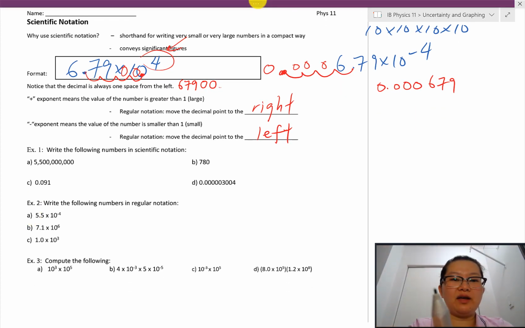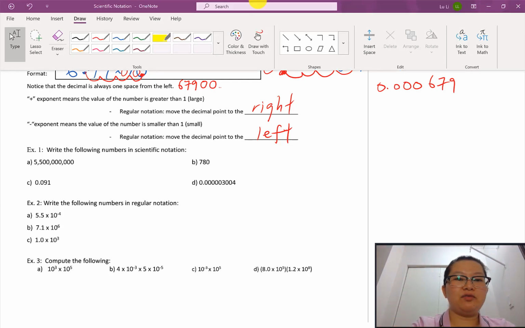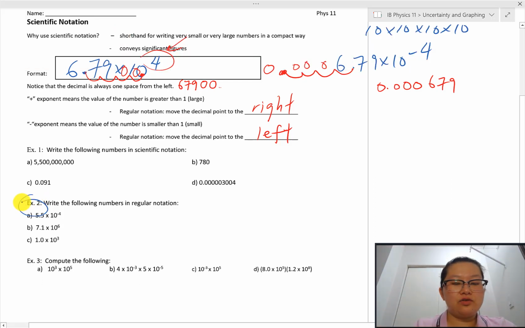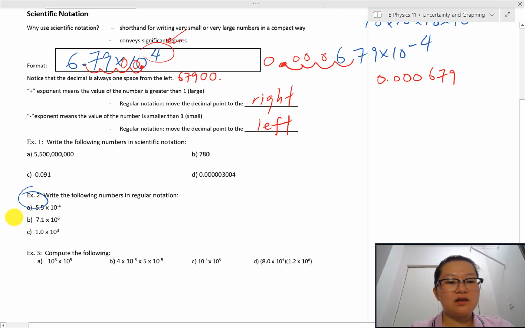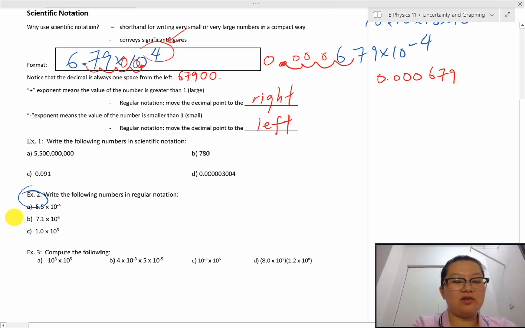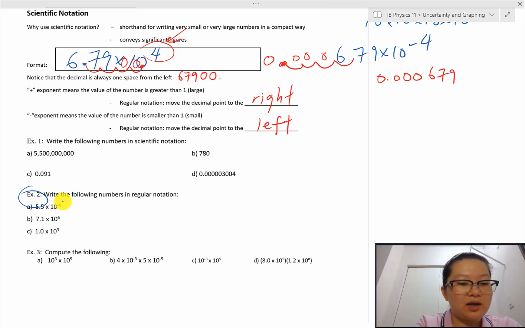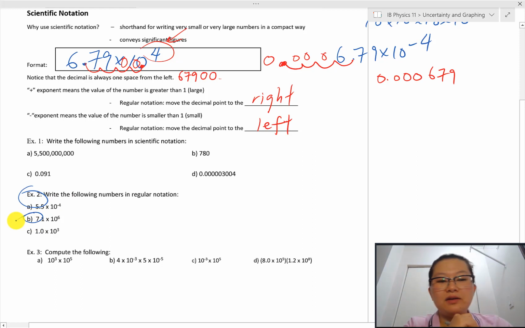I'm sorry, I'm jumping ahead, but I just want to keep the flow of the lesson here. So doing example 2 first, we can do A, B, and C now because we know how to convert scientific notation to regular notation. Let's try that right now. I'm going to do B, and you're going to do A and C, all right?